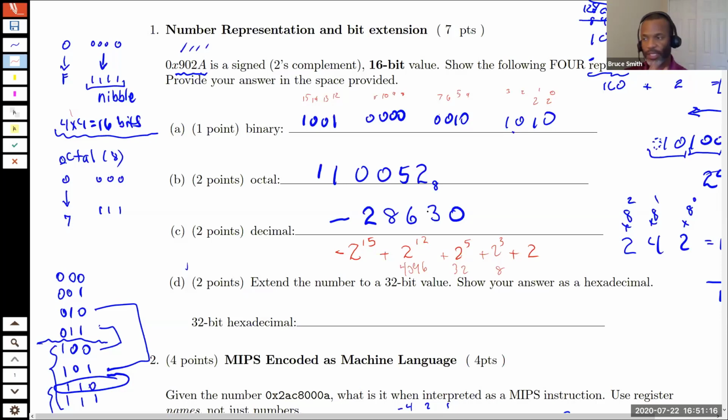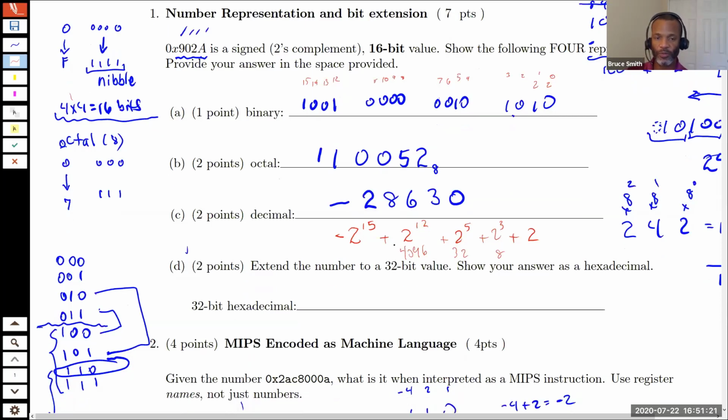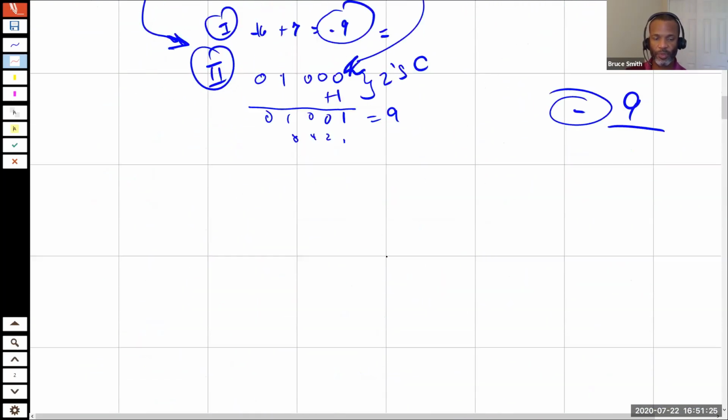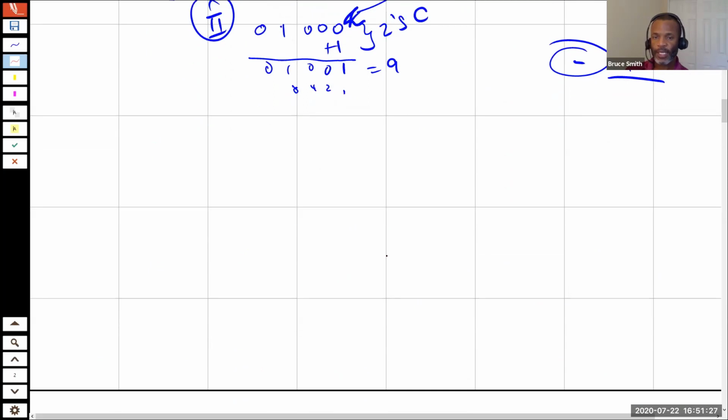And if you do that, I think it's going to be pretty straightforward. So if you get 3 or 4 practices in, it should be fine. Now, it asks you to convert this or extend this to a larger 32-bit value. So let's talk a little bit about what that means when it comes to sign extension.